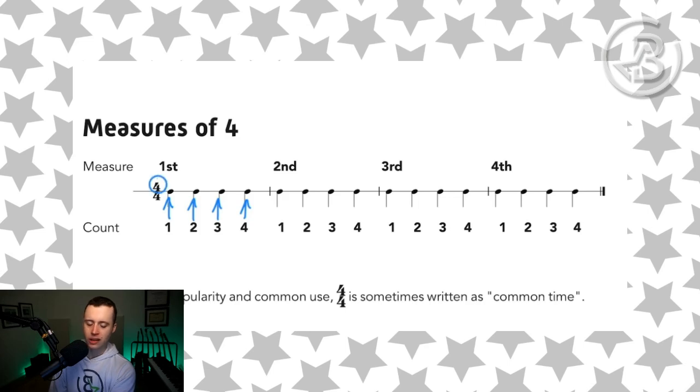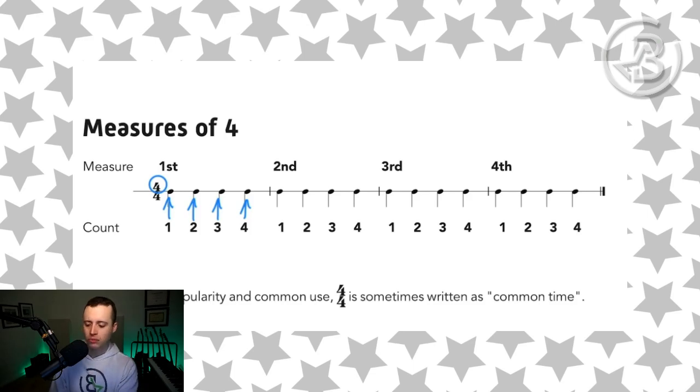And we can also see that in each one of these 4 measures, there are 4 quarter notes, and each quarter note gets a beat or gets a count. Another way of saying that, it aligns with the beat, it aligns with the count. Another way of saying that is each quarter note is only worth 1 beat or 1 count worth of time.